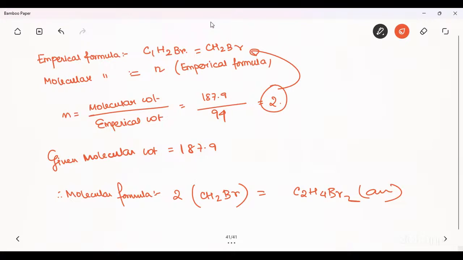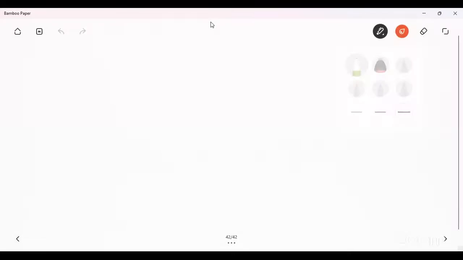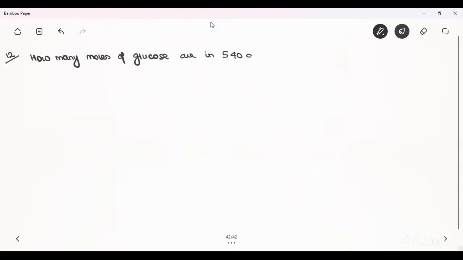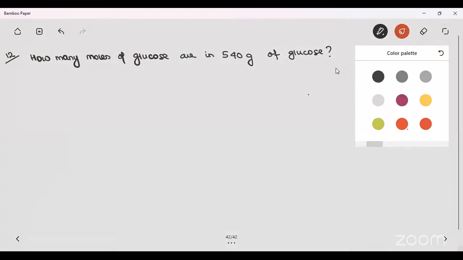Okay, one more question. This is a good question, but an easy question. How many moles of glucose are present in 540 gram of glucose? How to solve this? Just try for once.